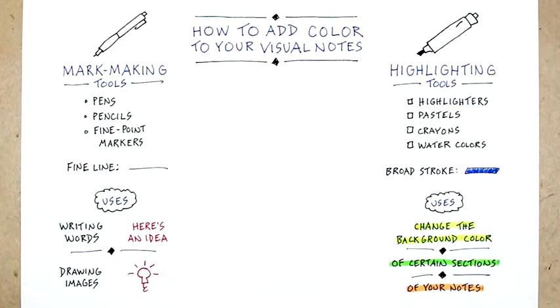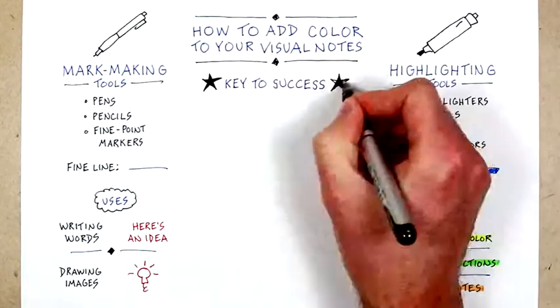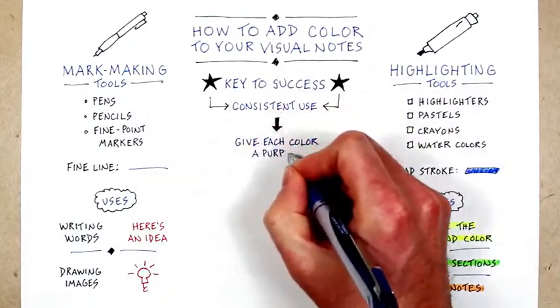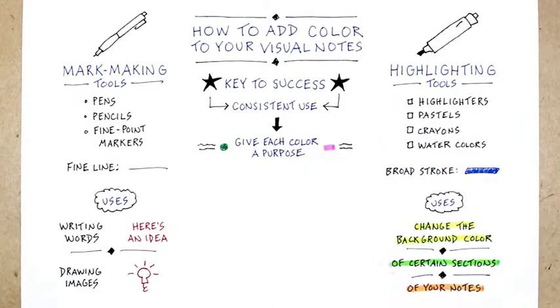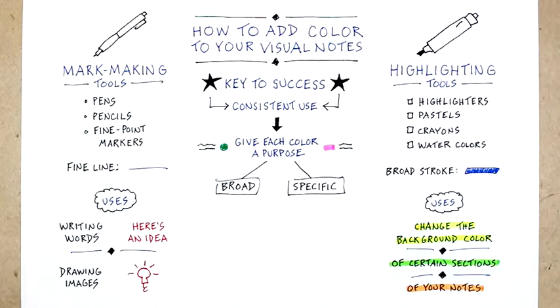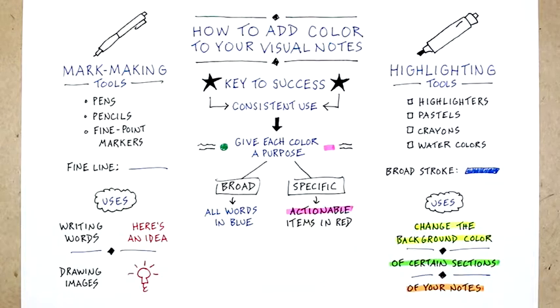Whether you are making marks or highlighting, the key to success with the use of color is consistent use. You'll want to give each color a particular purpose. Now, that purpose can be as broad or as specific as you like. As an example of a broad purpose, you could do something as simple as writing all words in blue and all images in black. As an example of something more specific, you might choose to highlight all actionable items in red.